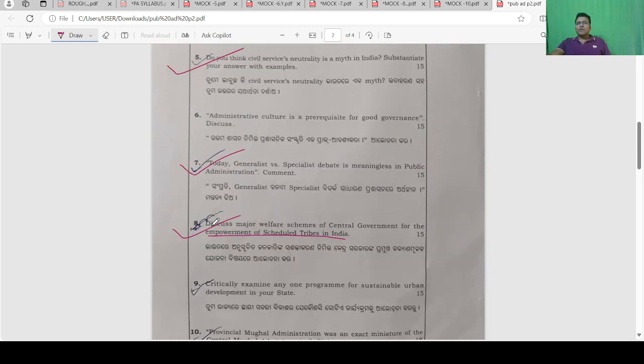Yes, do you think civil service neutrality is a myth in India? Substantiate with your example. Yes. So here what happened, you need to write that the relationship between civil servant and political executive is based on two parameters, neutrality and anonymity. And you write everything about neutrality. What is neutrality? Idea of Mohit Bhattacharya, idea of British PM Attlee, idea of Masterman Committee of UK, idea of Hoover Commission, idea of RB Jain.